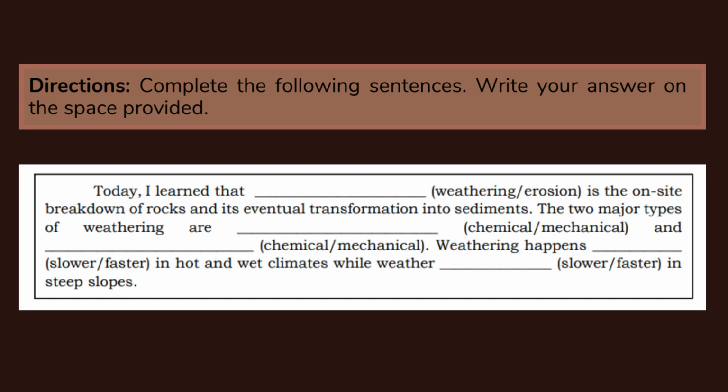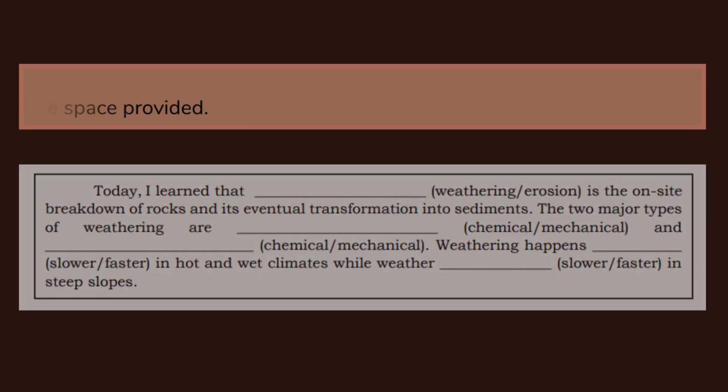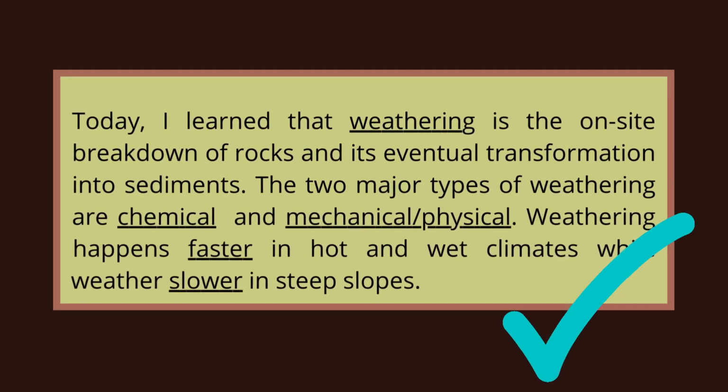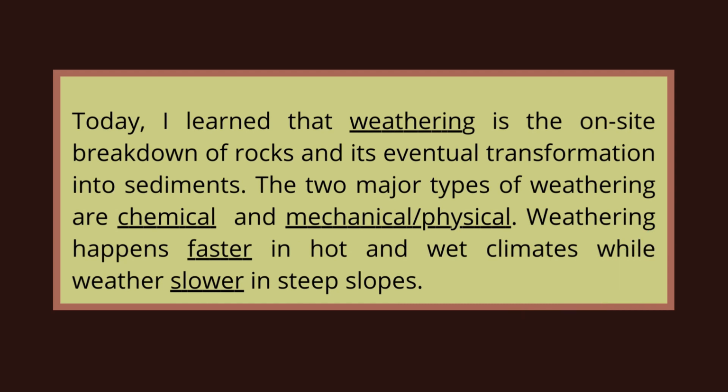Today, I learned that weathering is the on-site breakdown of rocks and eventual transformation into sediments. The two major types of weathering are chemical and mechanical, or physical. Weathering happens faster in hot and wet climates, while it weathers slower in steep slopes. So, did you get the correct answer? Very good.